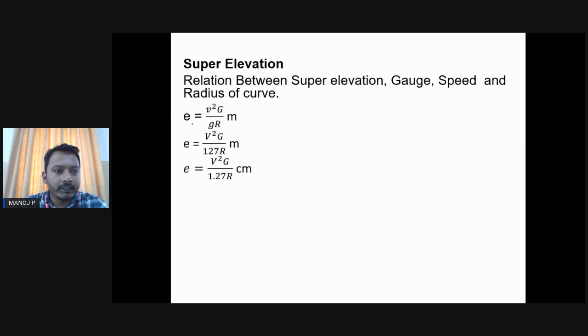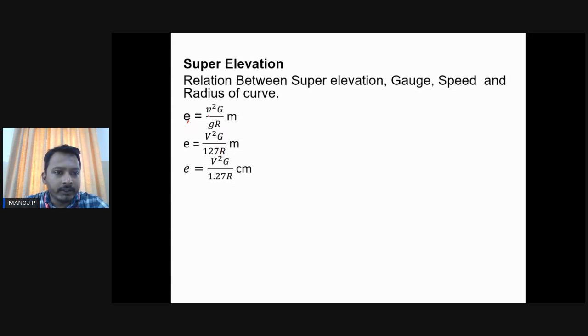Here, E represents the super elevation, V represents the speed, capital G represents the gauge, and R represents the radius. You can use any of these formulas. E is equal to V square into capital G divided by small g into R, where small g is the gravitational acceleration. If we want to find E without the value of g, then it is capital V square into capital G divided by 127 into R.